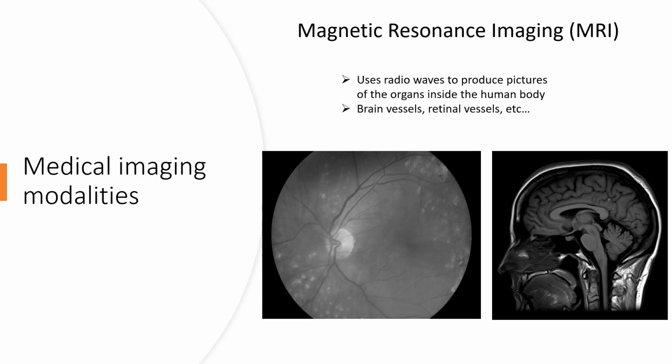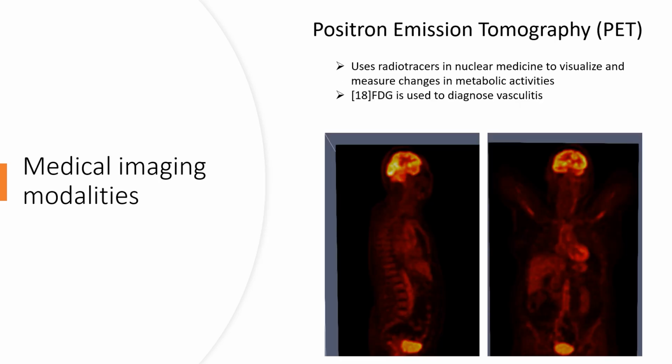Magnetic resonance imaging, MRI. MRI uses radio waves and a strong magnetic field to produce pictures of the organs inside the human body. They provide detailed images of soft tissues, organs, and the nervous system without any radiation. MRI is more precise than CT scans, so it is used to analyze thin structures like brain vessels or retinal vessels.